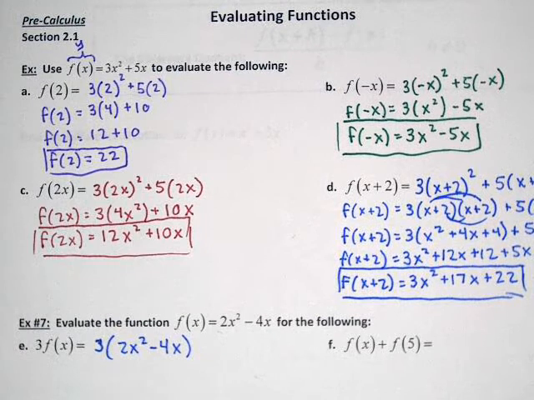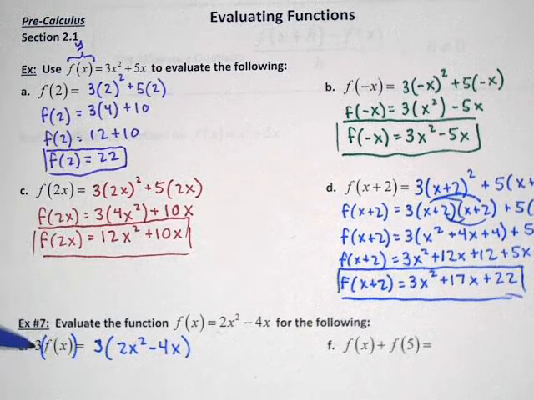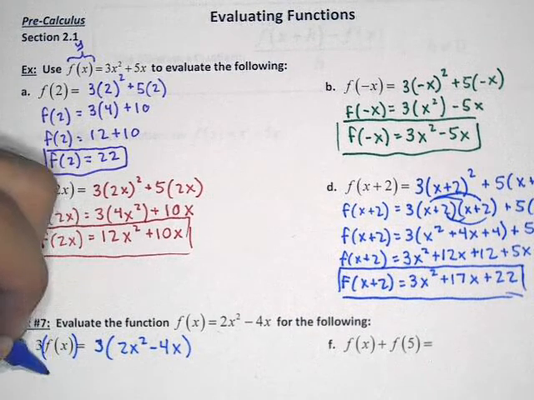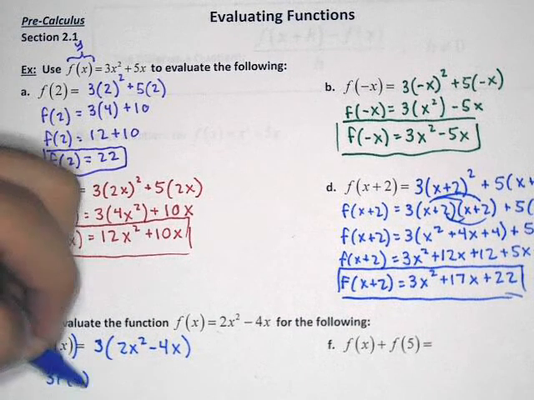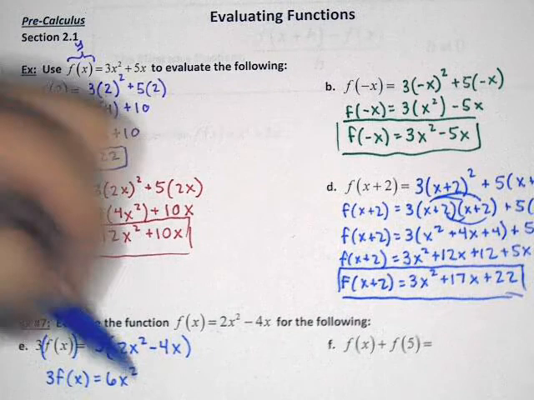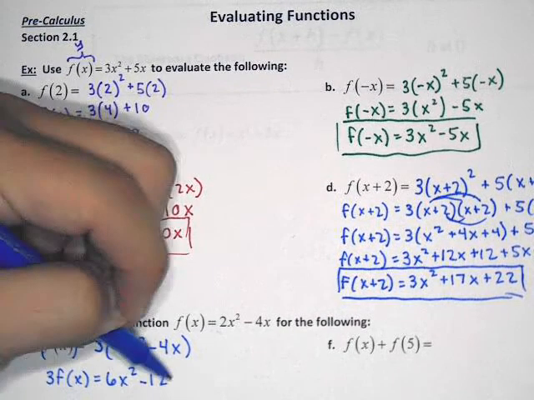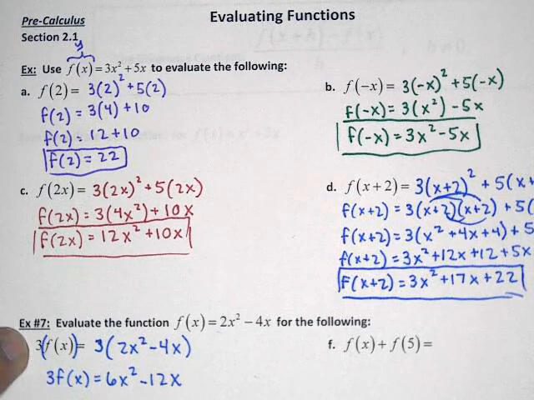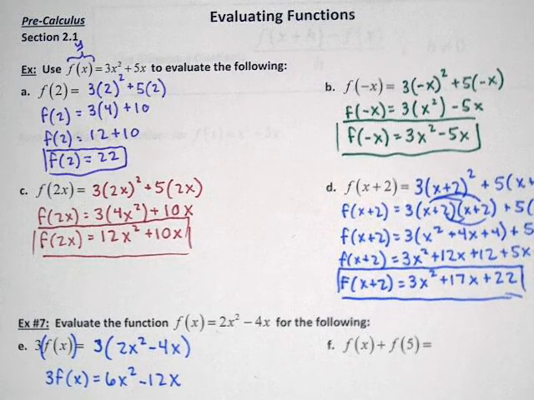Just like that. It might help, and maybe I should do this, right? It's just 3 times f of x, so then I just have 3 times whatever f of x is. And now it's as simple as distributing 6x squared minus 12x. And we're done, because we wanted to know what 3 times f of x was. So very nice.